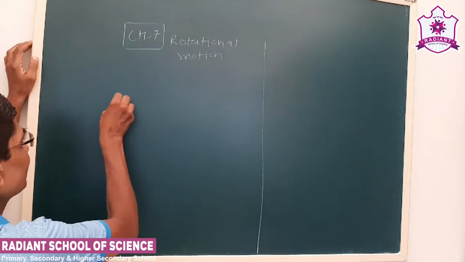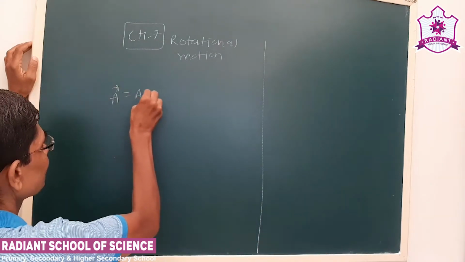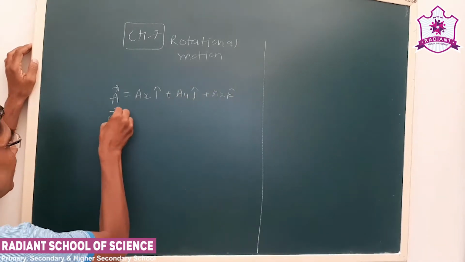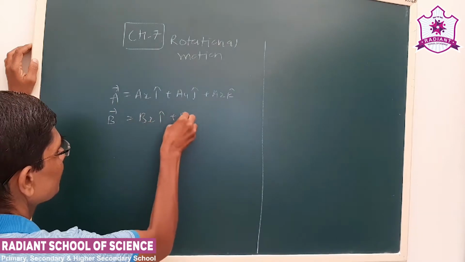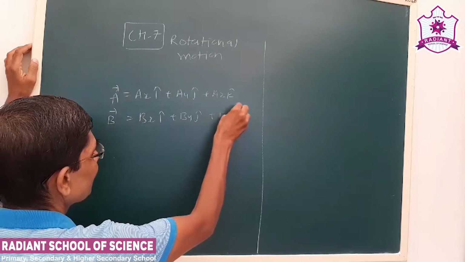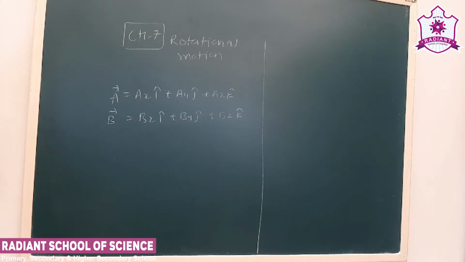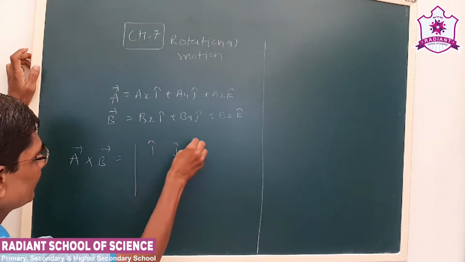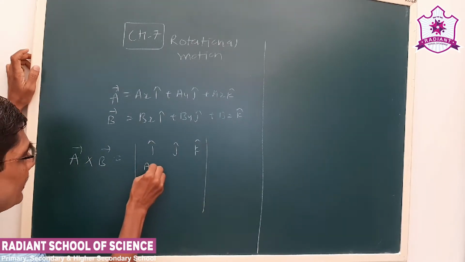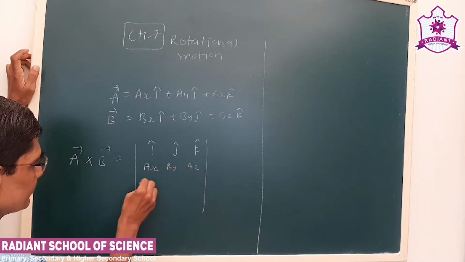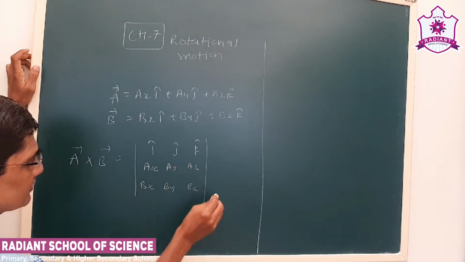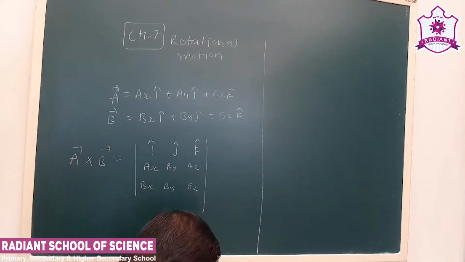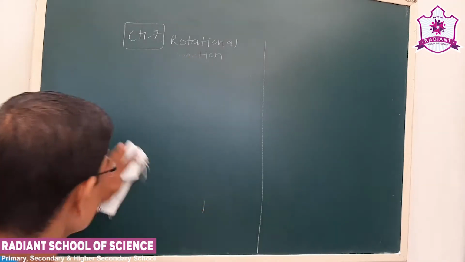Let vector A be AXi plus AYj plus AZk, and vector B be BXi plus BYj plus BZk. These are the Cartesian components of vectors A and B. Then A cross B we can write in terms of determinants: AX, AY, AZ, BX, BY and BZ. We also saw how to simplify this. Now we take an example based on this, which will give us a better understanding.